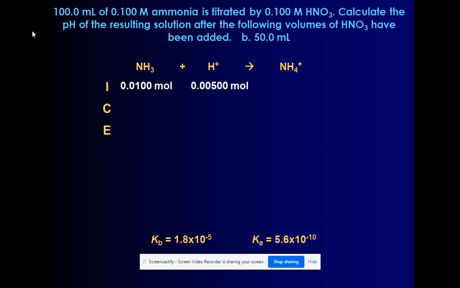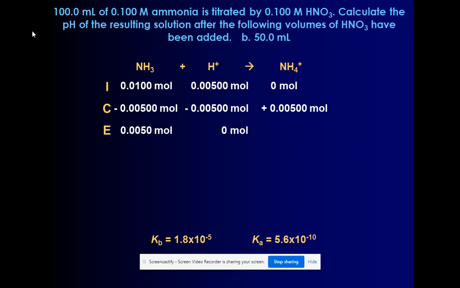I have no ammonium ions formed initially. All I have in the mixture is the ammonia and the hydrogen ions from the nitric acid. So between the two reactants, the hydrogen ions are my limiting reactant. So that's the amount that is going to be taken away from both reactants, and that is the amount that is going to be formed of ammonium ions. You'll notice we have equal amounts of weak base and conjugate acid. So this is when we are at the halfway point when the two are the same.